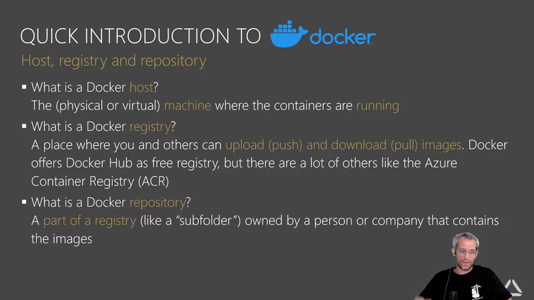That is a place where you can get your images, or you can push your images. So if you define your own images for your own applications, you can push them to a registry, and then someone else can pull them, download them, and get them on their machines to start containers with it. And the most widely used one is probably the Docker Hub, because that one has a free registry, but there are also a lot of others like the Azure Container Registry.